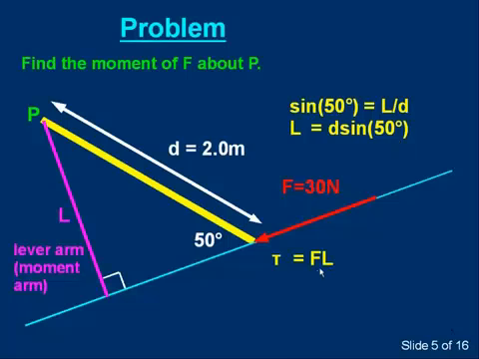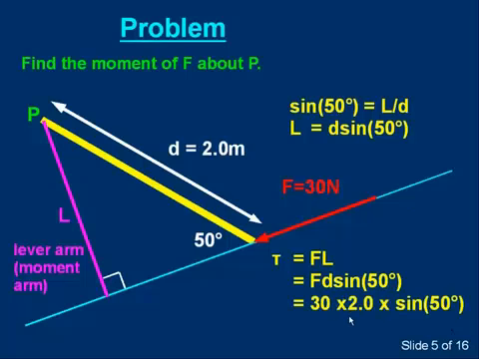Now it's easy to find the moment. The moment is the force times the lever arm. It will be force times, well, L is D sine 50. Stick the values in, and it comes to 46 newton meters clockwise. Now, I hope that makes sense. Take a look at that. It's an important calculation.